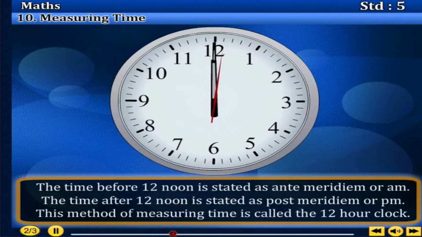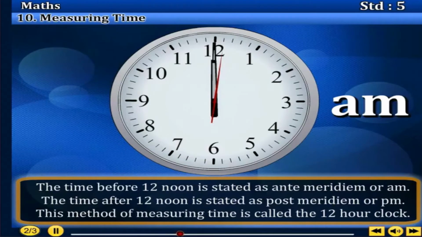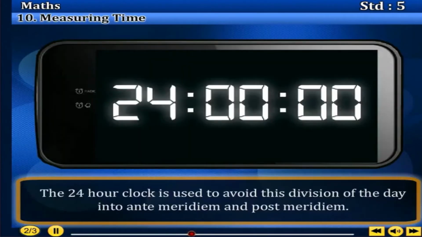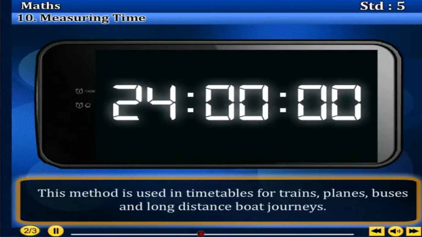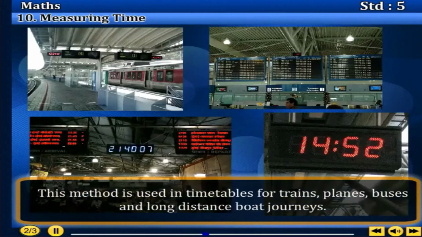The time before 12 noon is stated as ante-meridiem or AM. The time after 12 noon is stated as post-meridiem or PM. This method of measuring time is called the 12-hour clock. The 24-hour clock. The 24-hour clock is used to avoid this division of the day into ante-meridiem and post-meridiem. This method is used in timetables for trains, planes, buses and long-distance boat journeys.